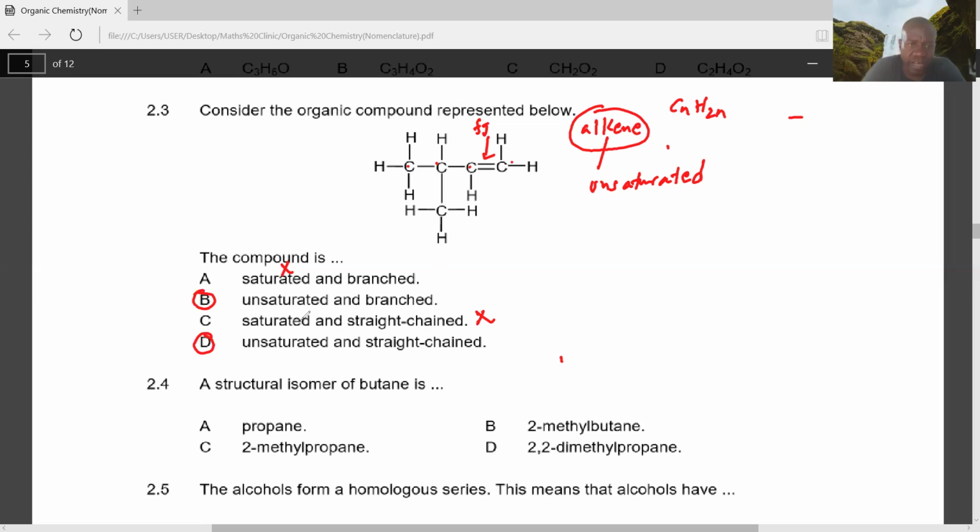So this will be unsaturated and also branched. So it's a branched organic compound. Even its name will actually change. It's a branched organic compound.